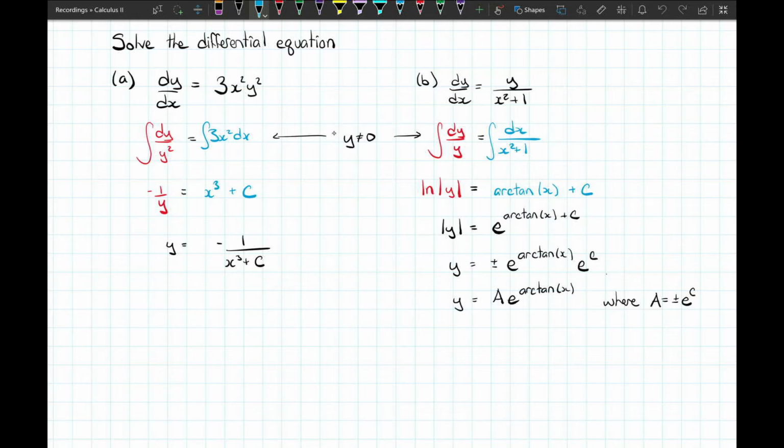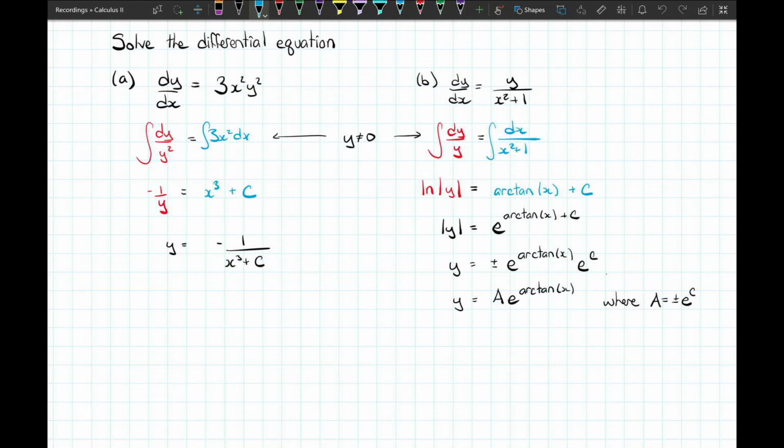Now going back to that restriction, y cannot equal 0. If you take a look at both of these equations and try to set them equal to 0, you won't find any value of x that will allow that. So it kind of makes sense that when we do that first step of separating the differential equation, that restriction is held true right the way through to our solution.